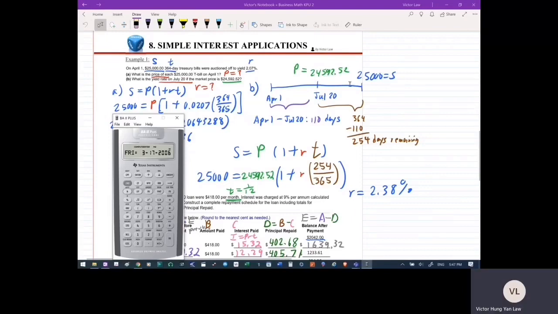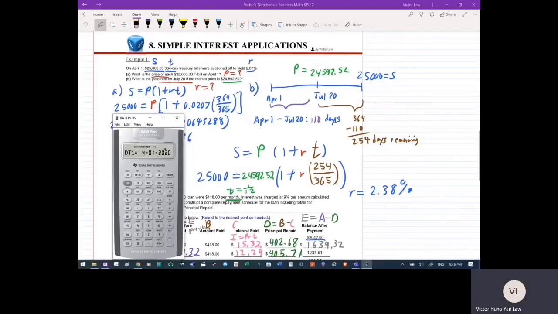But in order to find the number of days remaining, we first need to find the number of days that have passed, and then we can subtract it. So first we find the number of days between April 1st and July 20th. We're going to use the second function, date, that we learned from the previous chapter. Second function, date, and then we put April 1st, 04.01, and we're assuming the current year of 2020. So we put 20, and press enter, and the financial calculator will show April 1st, 2020. That's the beginning date.